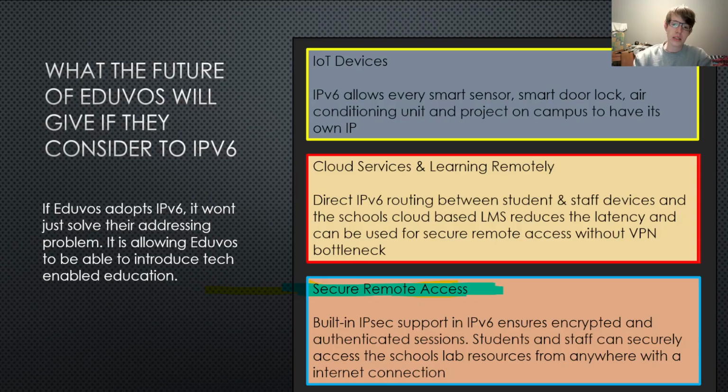Another reason to consider it is the IoT devices, Internet of Things devices, because IPv6 does allow for smart sensors, smart door locks, air conditioning units, HVAC units, projectors. Basically anything that can be automated or has a computer in it can have its own IP, like your calculator. If it has a computer in it, it's most likely going to have its own IP with IPv6, like a TV. And your smartphone also has it as well.